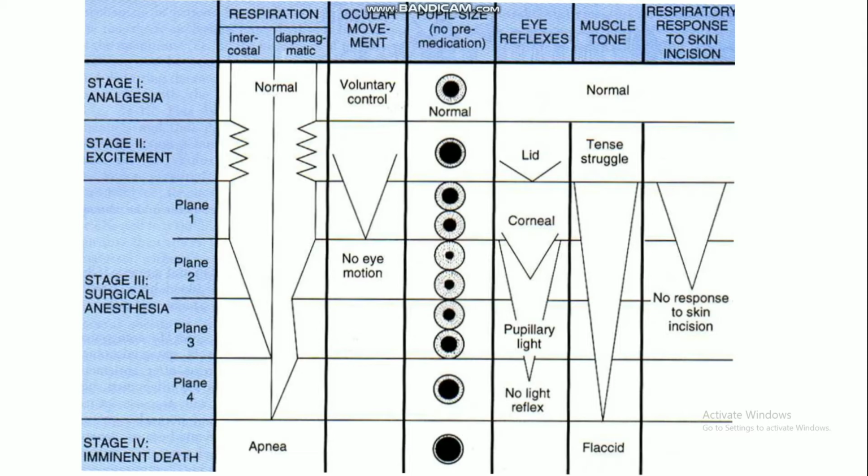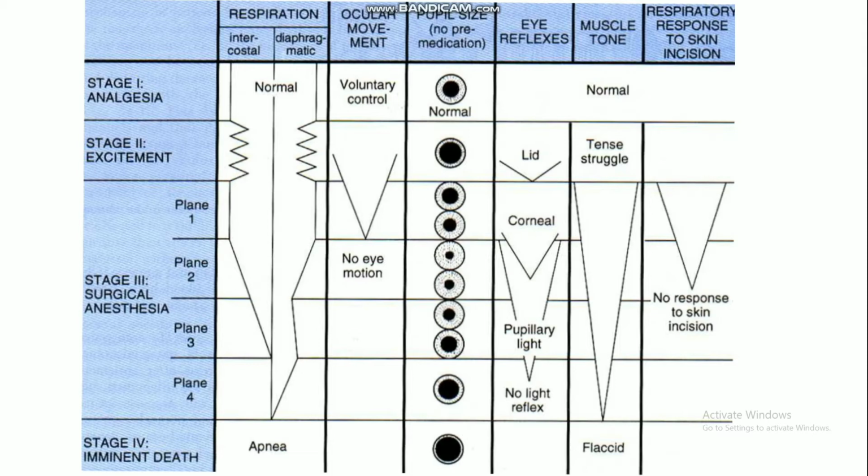Then the induction phase, which means we provide an anesthetic drug to the patient. This is the stage of excitement. Here the respiration is mainly normal but quite disturbed, the pupillary size is mainly dilated, the eyelid reflex is mainly low, and muscle tone is strained and struggling.